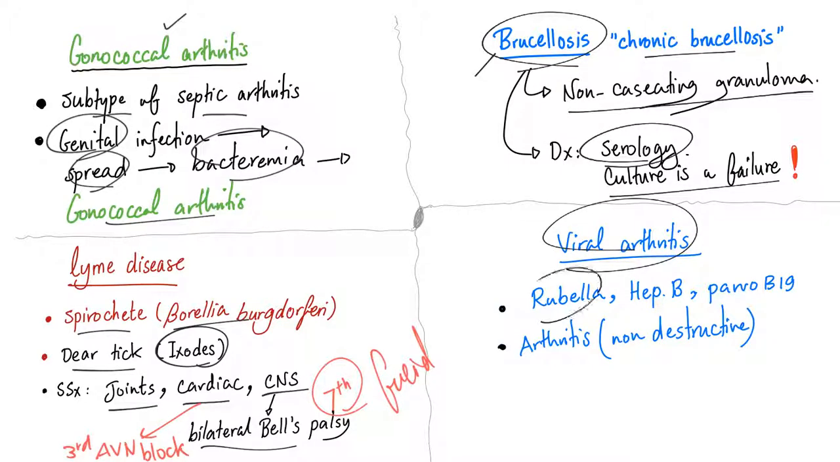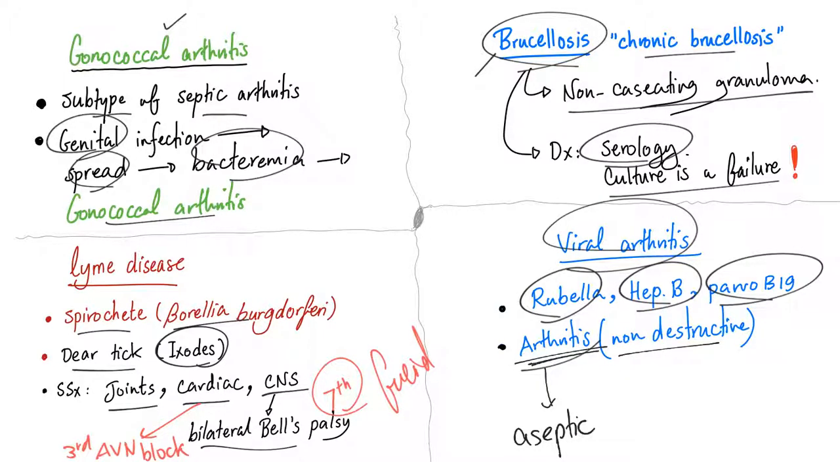Viral arthritis could be caused by rubella virus, hepatitis B virus, or parvo. It's a non-destructive arthritis and it has no bacteria. We call it aseptic arthritis. Same thing in case of meningitis. If we have a viral cause, we call it aseptic meningitis, which means it's not bacterial.